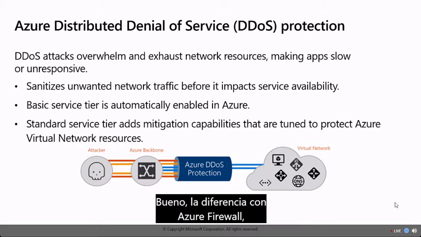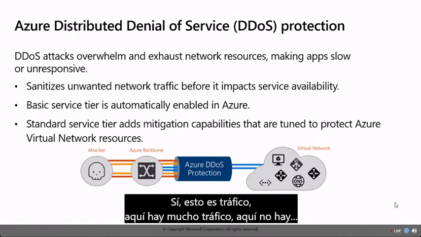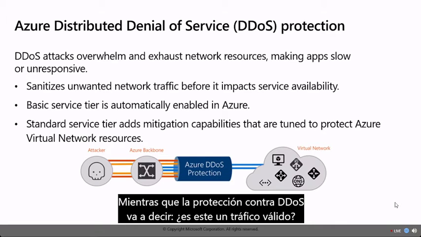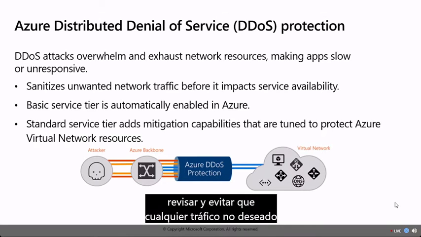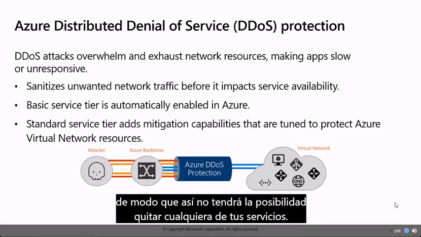Now, where this is different from the Azure Firewall, which is just verifying, yep, this is allowed traffic, this isn't, the DDoS protection is asking, is this valid traffic? So what it's doing is going through and preventing any unwanted traffic from coming in, so that it doesn't have a chance to take down any of your services.